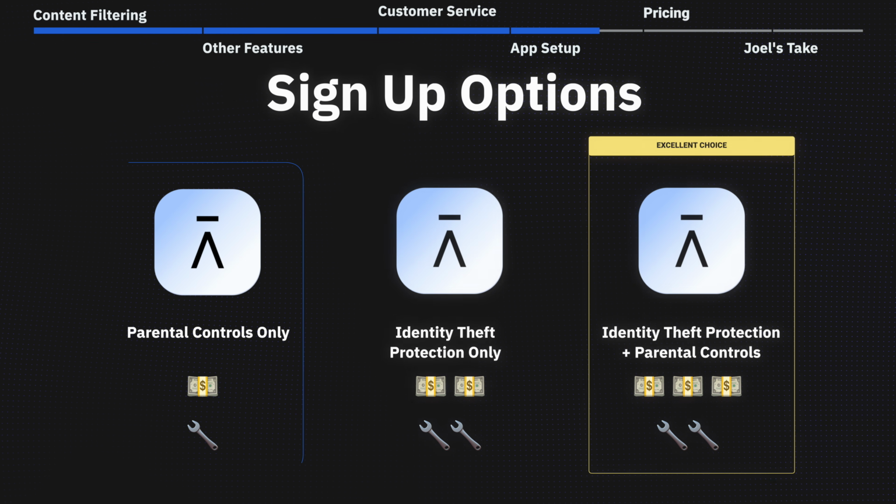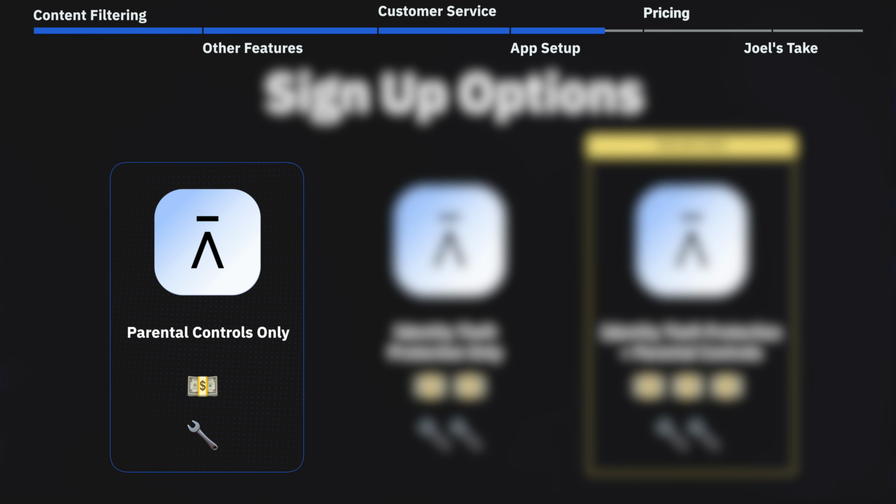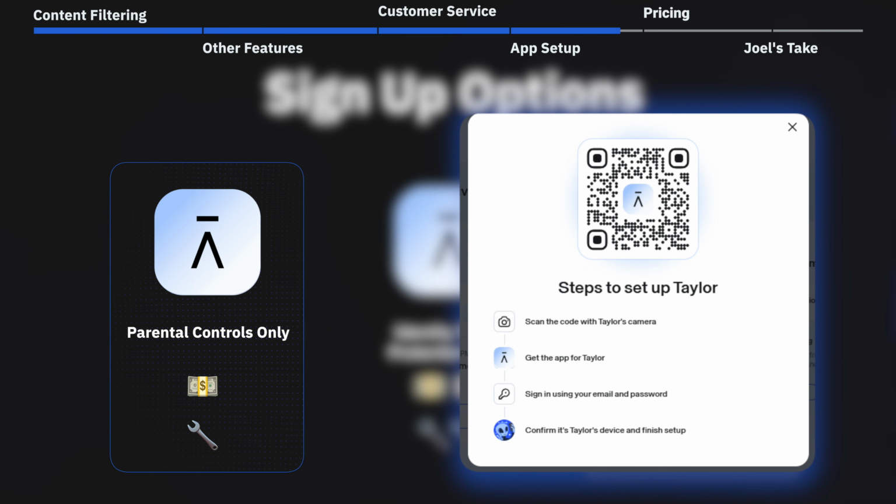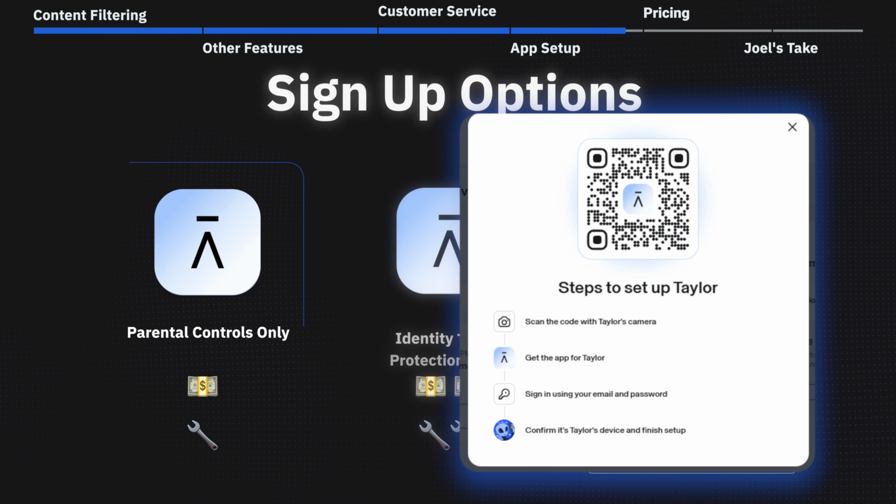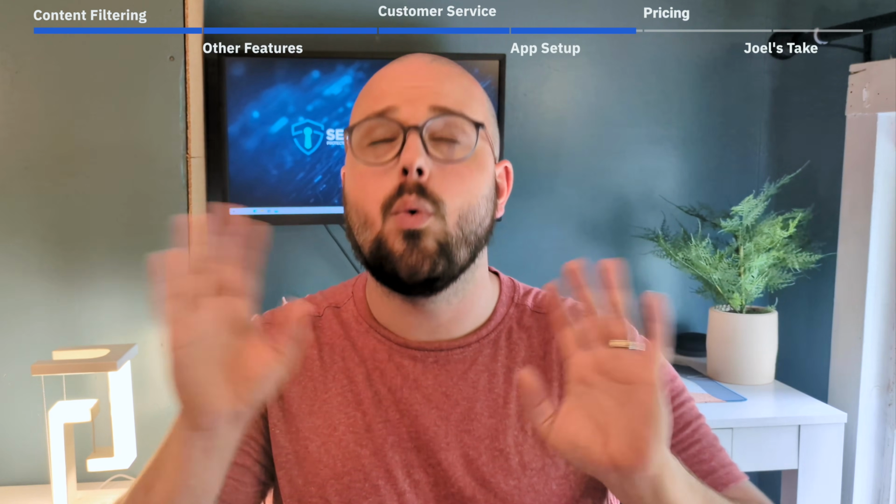Now, if you decide to just go with the parental control apps, you can purchase those separately for a smaller monthly fee, and setup is pretty breezy. Aura provides a QR code that you can scan from the device that you want to monitor, follow a few simple instructions after that, and voila, you are set up good to go.